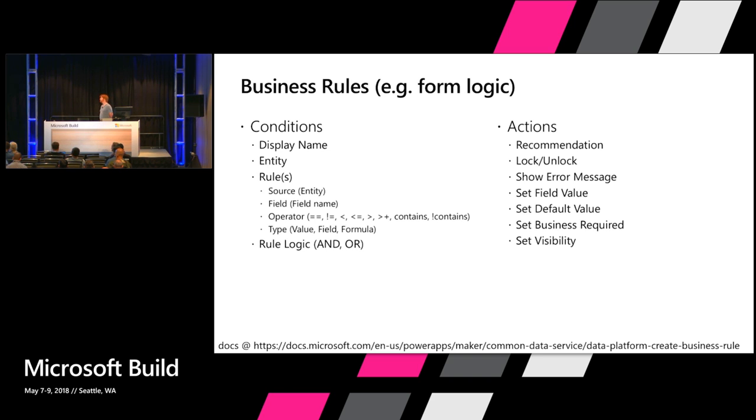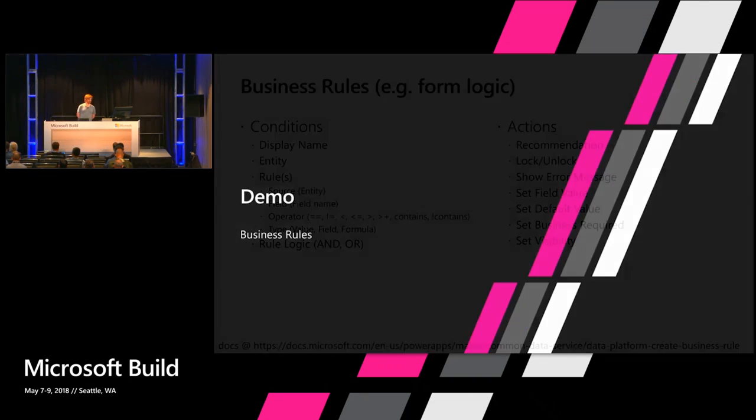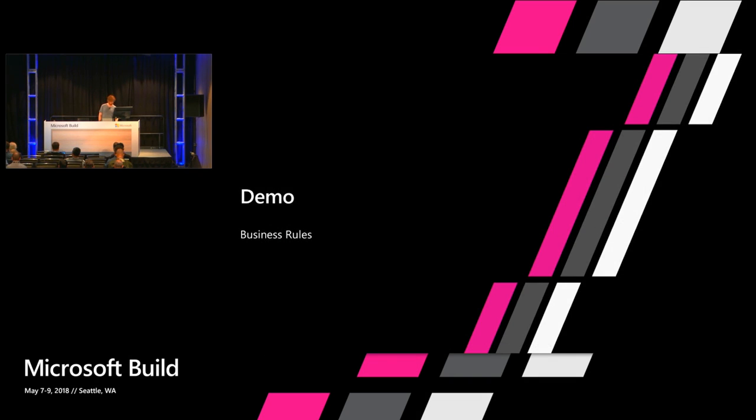And then you get into the fun part, which are the actions. Within your actions, you can make a recommendation. An example of this would be, hey, I saw an order for 12. We have a volume discount at 13. Do you want to make this 13? You can also lock or unlock fields so that they can be made editable or non-editable. You can show an error message in case someone has, for example, provided a quantity that is invalid. You can set the field value based on this business rule. You can set a default value based on the business rule. You can make a value required in the UX, or you can set the visibility to hide or unhide the different items.